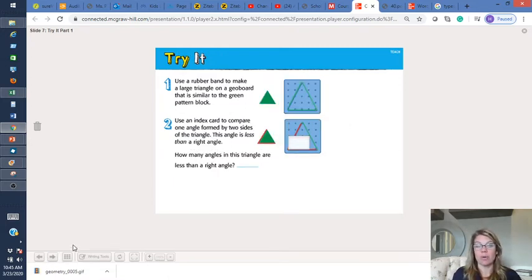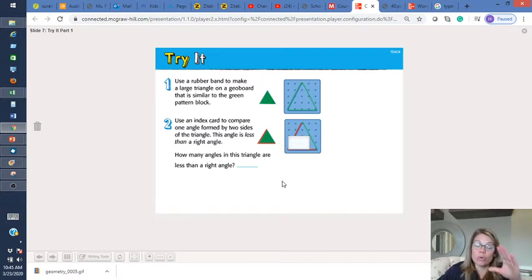Now, this one, they want you to make a rubber band similar to this green pattern block. So if they're showing you in this picture, if you took that index card and you stuck it right there, is this angle going straight up or is it cutting across right here? It's cutting across, right? So that means that this angle is less than 90 degrees. So what did we say? We just learned the definition of that. What's it called? It's a what angle?